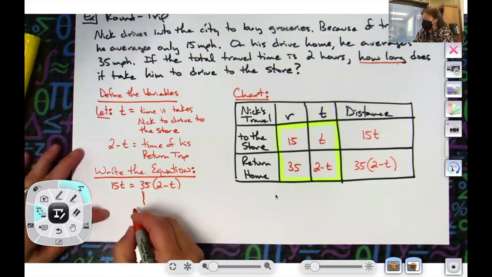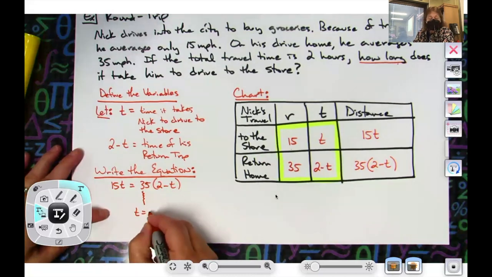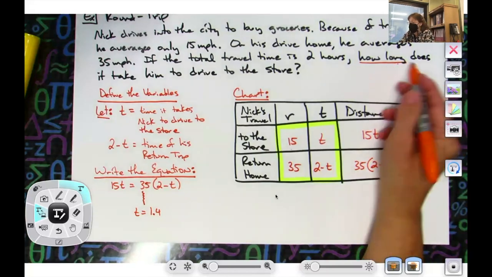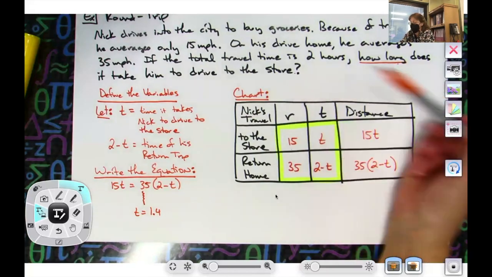All right, if I did it correctly, I got t equals about 1.4. Yes, I went to a decimal. No, you don't have to go to a decimal. You could leave it as a fraction. Now we need to draw a conclusion, answer the question. How long does it take him to drive to the store?